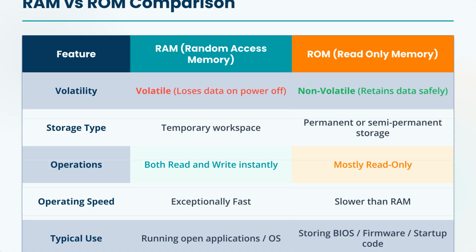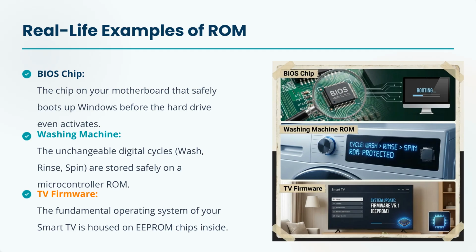Comparing RAM and ROM, RAM is volatile and temporary, used for running applications and the operating system, with fast read and write operations. ROM is non-volatile and permanent, used for storing startup code and firmware, and is mostly read-only and slower than RAM. Real-life examples of ROM include the BIOS chip on a motherboard for booting the operating system, ROM in a washing machine microcontroller for digital cycles, and EPROM chips for the firmware that runs a smart TV.